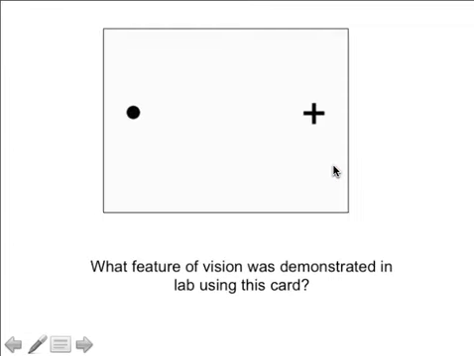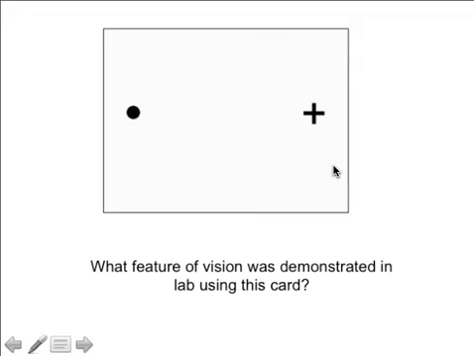Next question. What feature of vision is being demonstrated in lab using this card? This is looking for the blind spot. Okay, so the way that this works is that you hold the card about at arm's length from your eye, and then you close either your right or your left eye, and with the eye that's open you'll focus on either the dot or the cross.